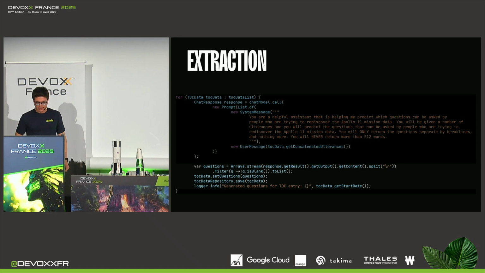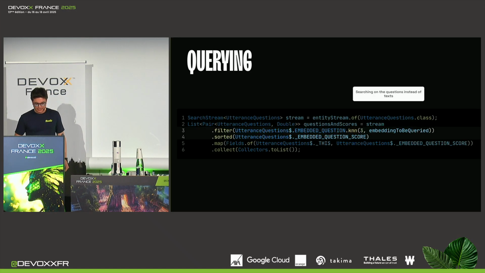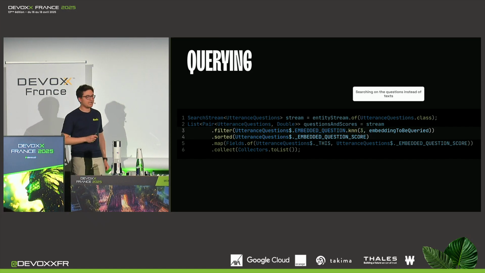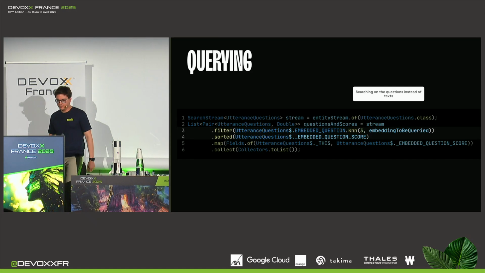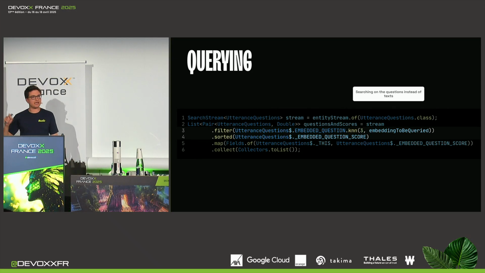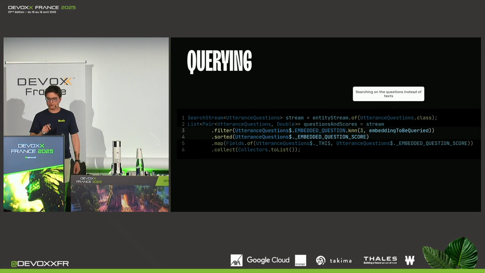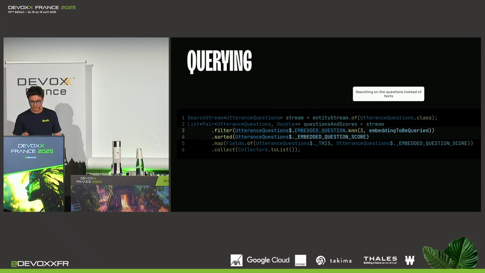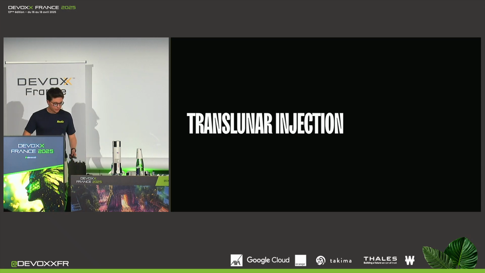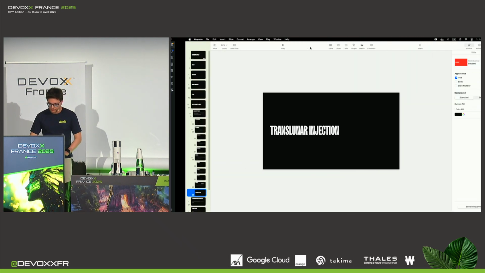Oh, sorry, I forgot to highlight while I was speaking. Okay, and finally, I'm going to use the entity stream one more time, just like I did before. But now, instead of looking at the utterance class, I'm looking at the utterance question class or the utterance summary class.